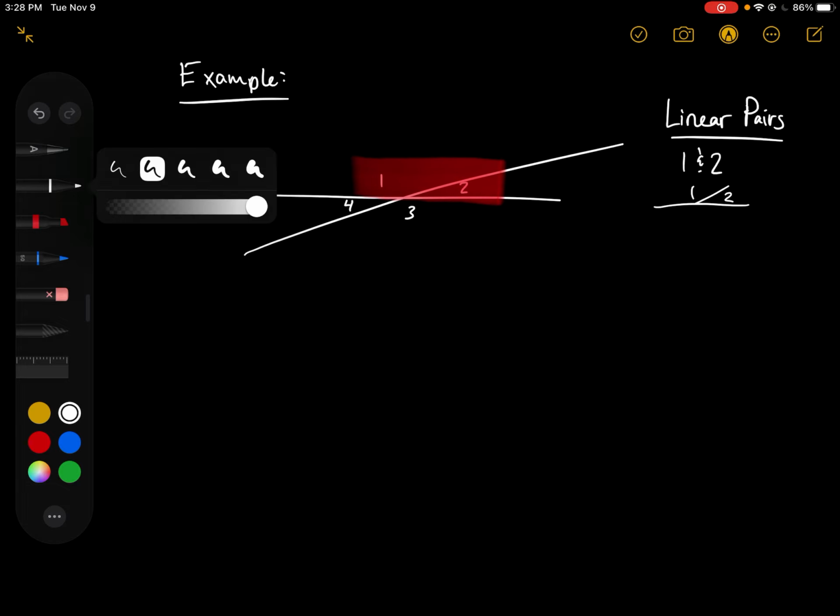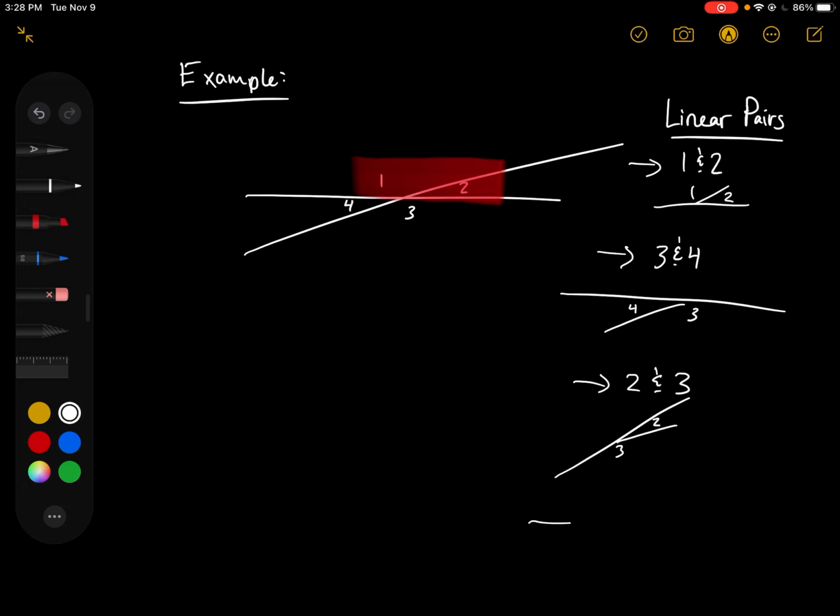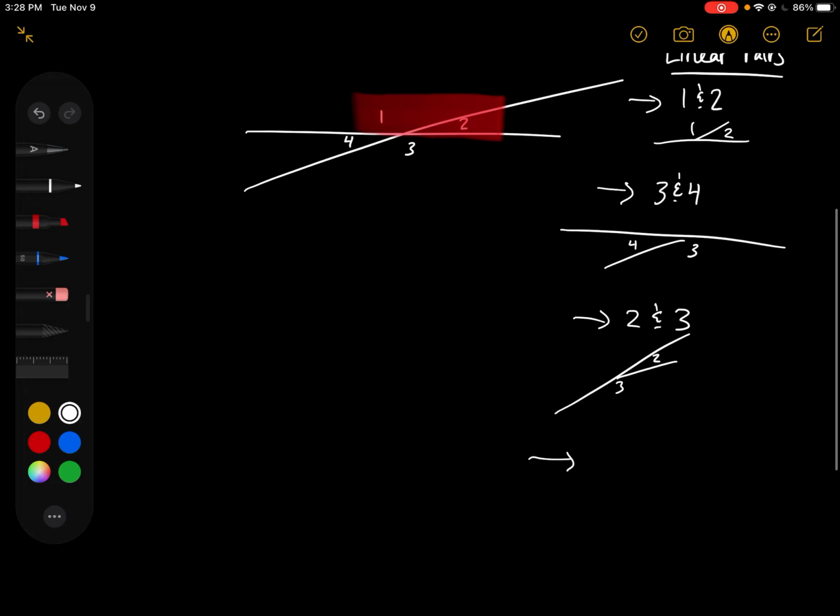But there's more. 3 and 4. If we put these two things together, they make a straight line. And it actually doesn't stop there. So there's one example, there's a second example. 2 and 3 also make a linear pair. You can probably guess, yes, there's another one. 1 and 4 as well.